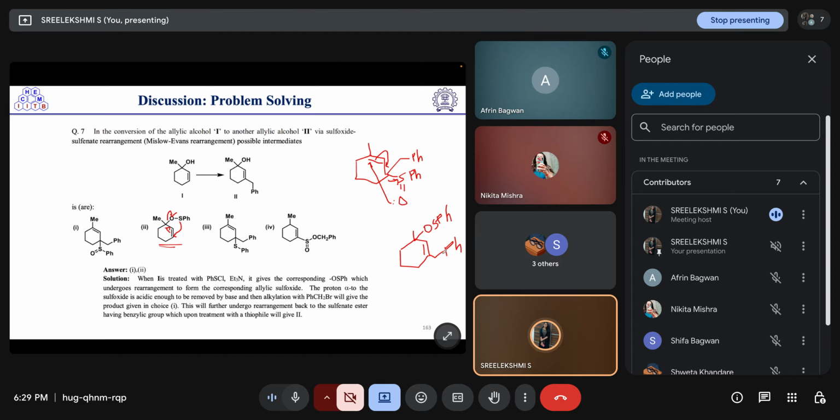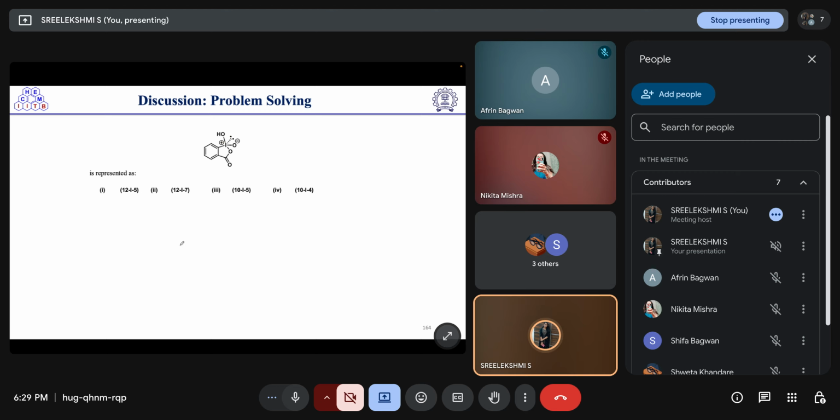Then if we use any proper reagents to cleave this oxygen-sulfur bond, it can give the corresponding hydroxyl group, that is the product. So this is an application of the sulfoxide-sulfinate rearrangement where the same type of rearrangement is happening two times. So here this is also possible through this one. So these are the possible intermediates.